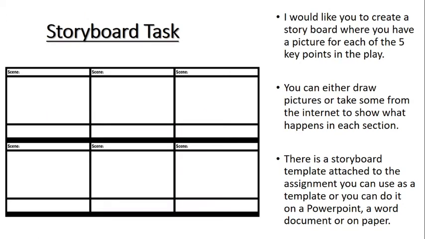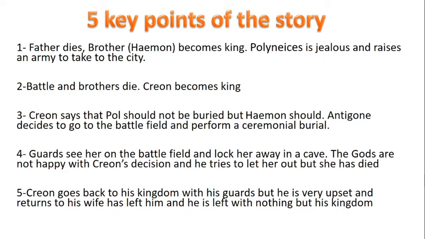So what I would like you to do is to create a storyboard where you have a picture for each of the 5 key points of the play. So for instance, number 1, where it says father dies, brother Haemon becomes king, Polynices is jealous and raises an army to take to the city.